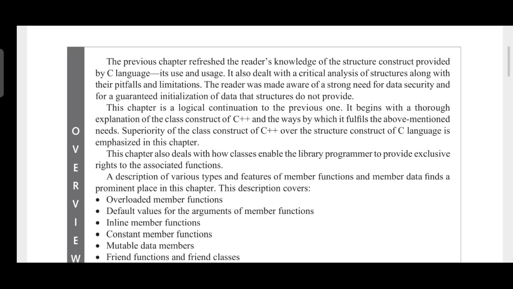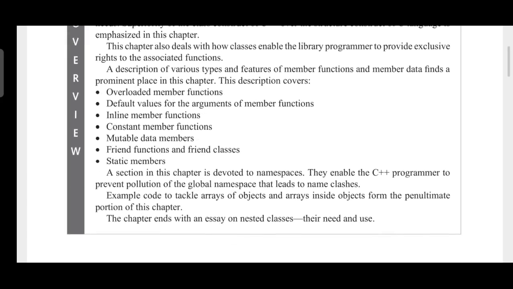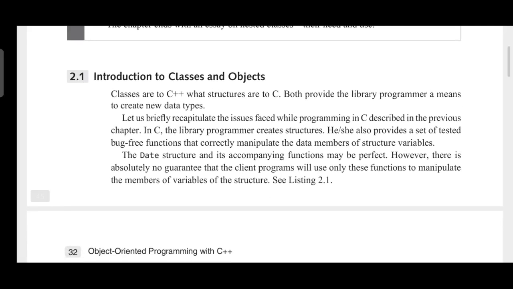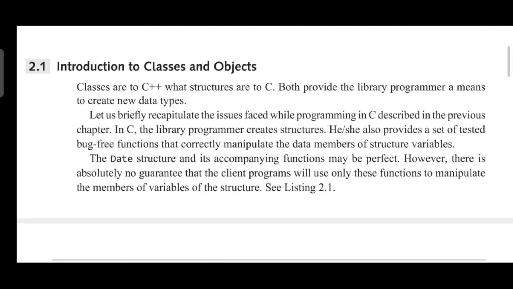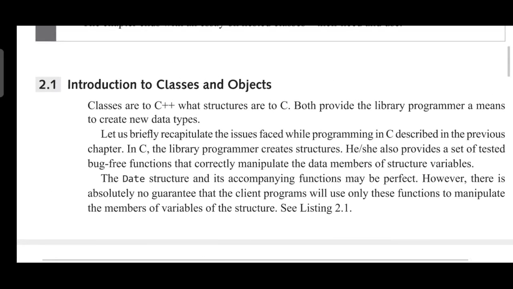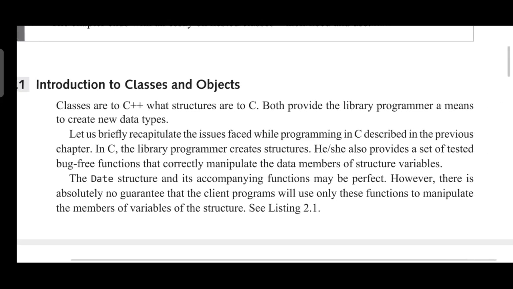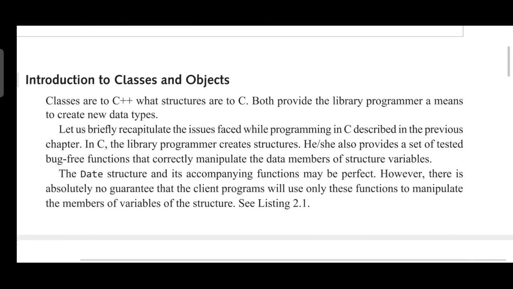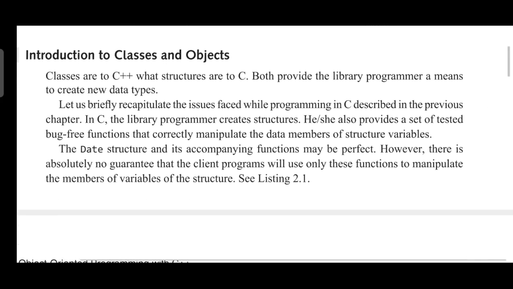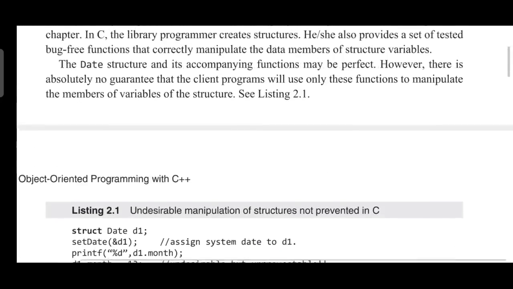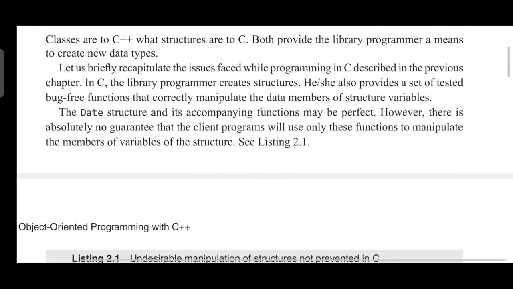So next is about class. It is similar to structure, again an abstract data type, with additional features. Let us see what is class and object. So classes are to C++ what structures are to C, right? Even we can have structures in C++, but class has got more sophisticated features. Both provide the library programmer a means to create a new data type. Obviously, it's an abstract data type or new data type, a user defined data type you can say.